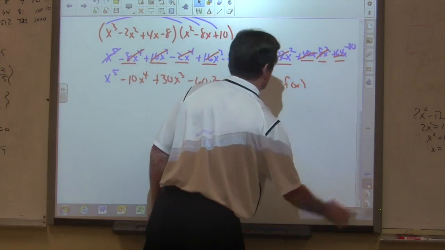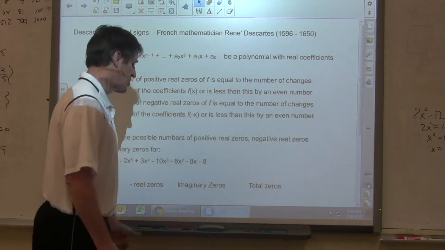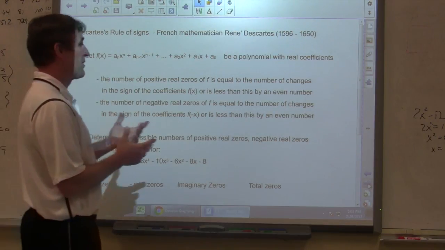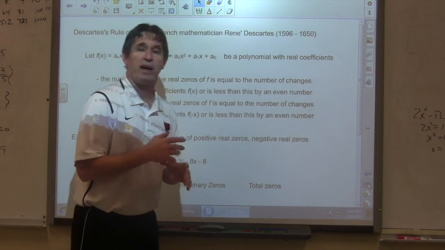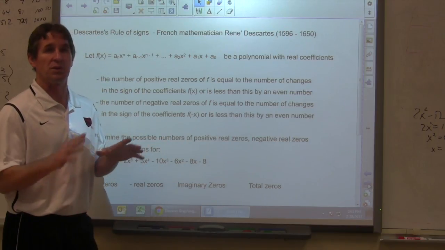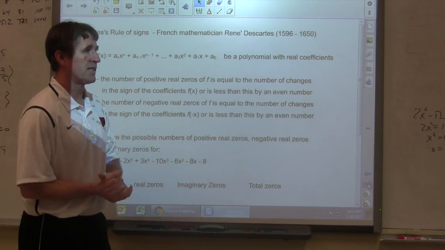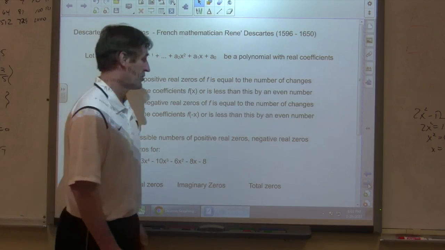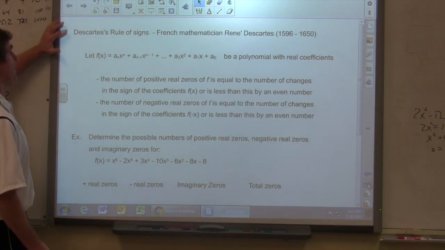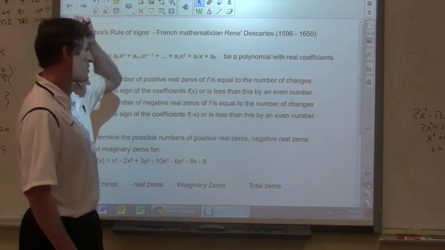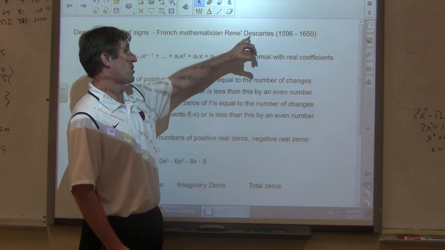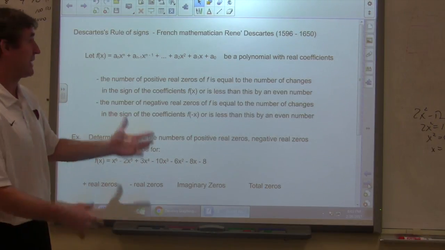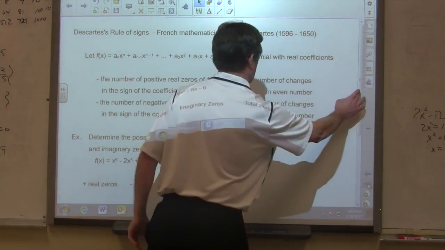All right, last thing. We've gone through and taken the P over Q, but there are some other things we can tell by a function. Again, we used to have to go all the way through and do this without a graphing calculator, so you really needed this. But today we're going to use it just to find out the types and numbers of possibilities for solutions. This is called Descartes' rule of signs. A French mathematician, René Descartes, discovered this. He lived from 1596 to 1650, so back in the 1600s he discovered this.